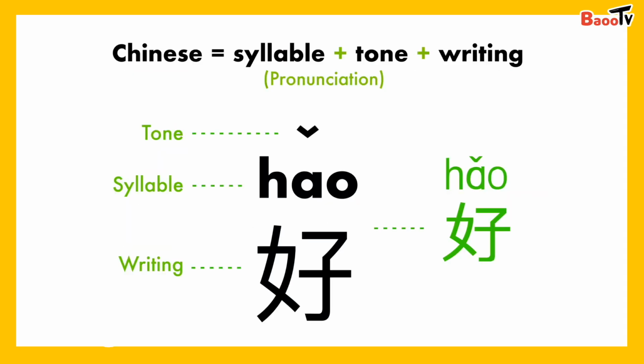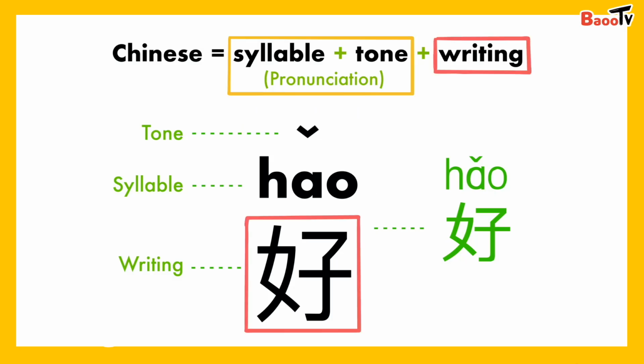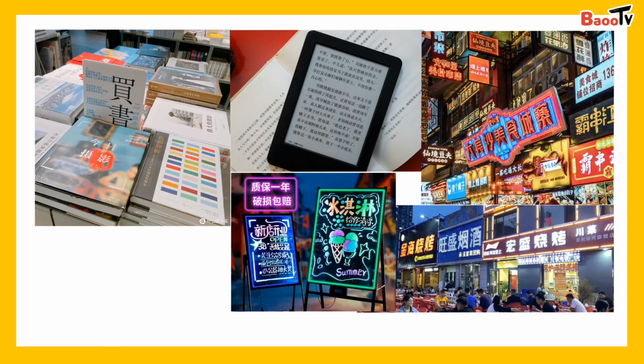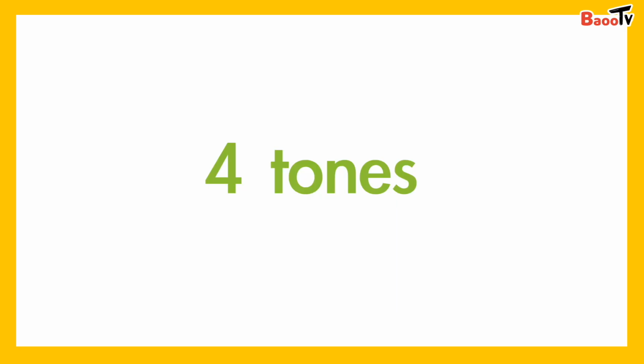Unlike Western languages, Chinese characters are made up of three parts: tone, syllable, and writing. The syllable and the tone together determine pronunciation. But the writing is the most important part. In everyday life, whether in books or on signs, you will only see the written characters. No pronunciation is provided. Let's start with tones.